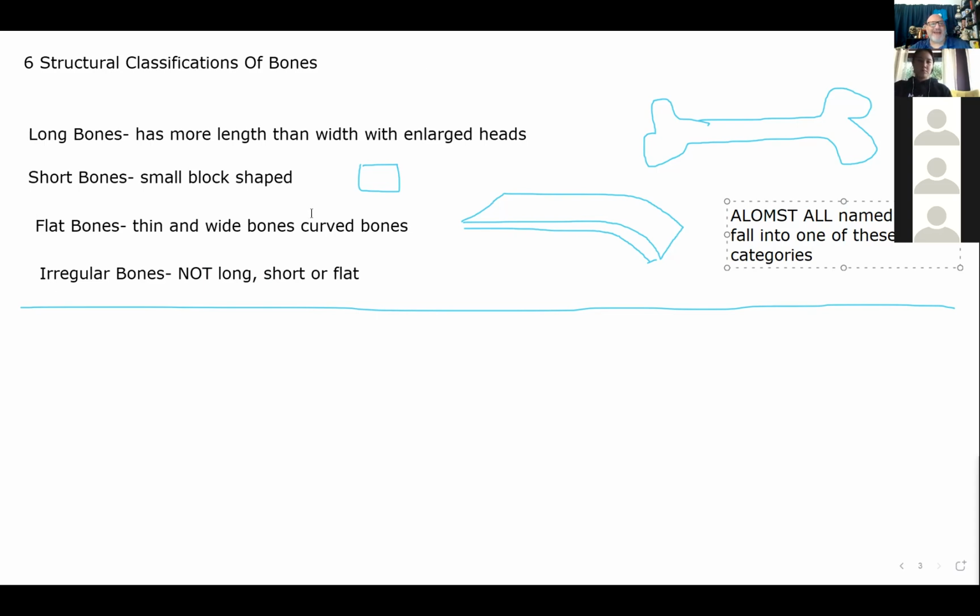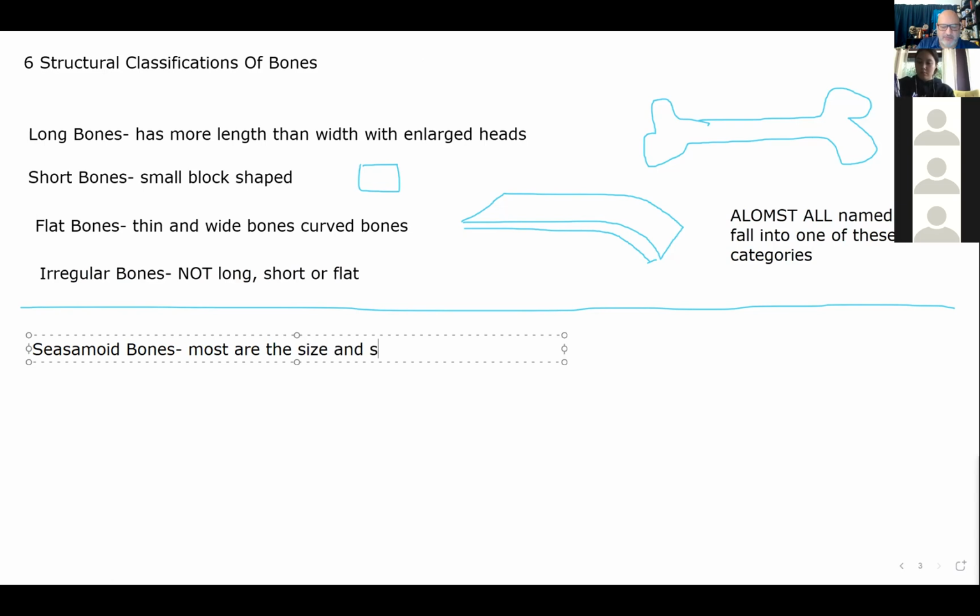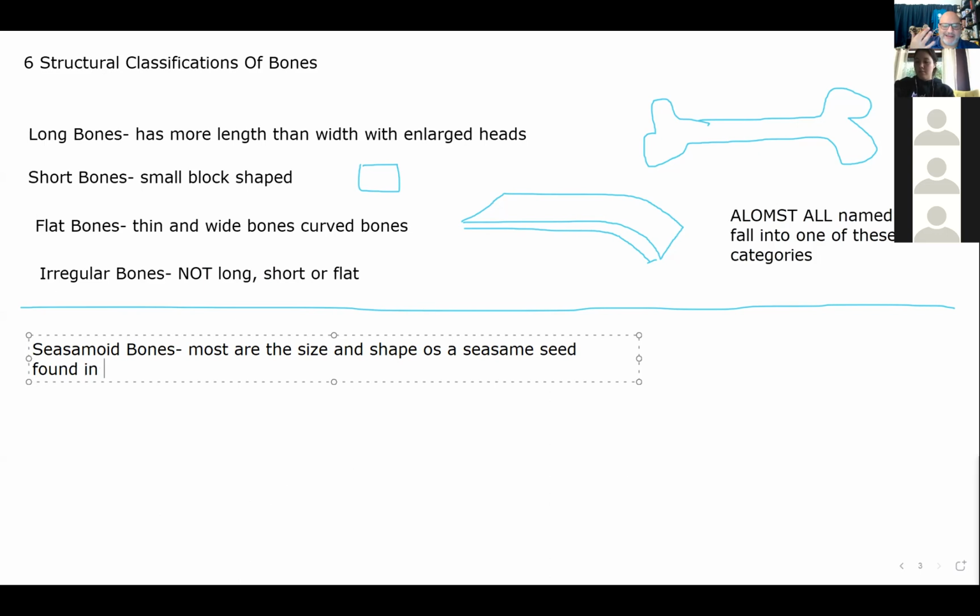There are two other categories of bones. The first are what are known as sesamoid bones. Sesamoid bones get their name because, again, most are the size and shape of a sesame seed. These sesamoid bones are found in tendons. They help to change the shape or the angle of the tendon to help to improve the movement. And they are, for the most part, irregular in their location.